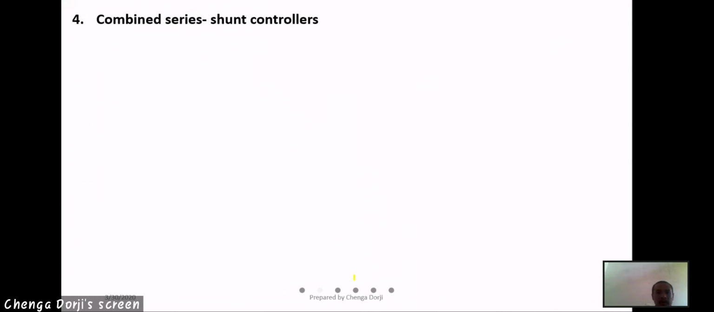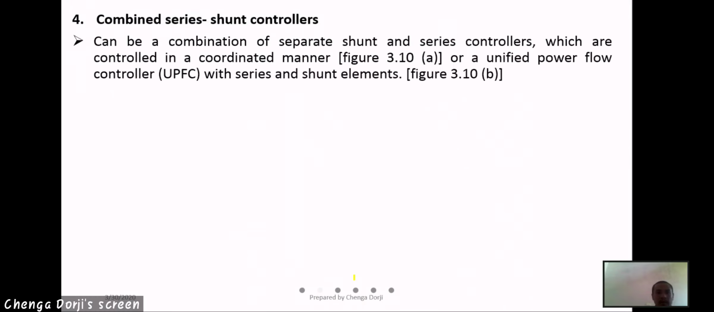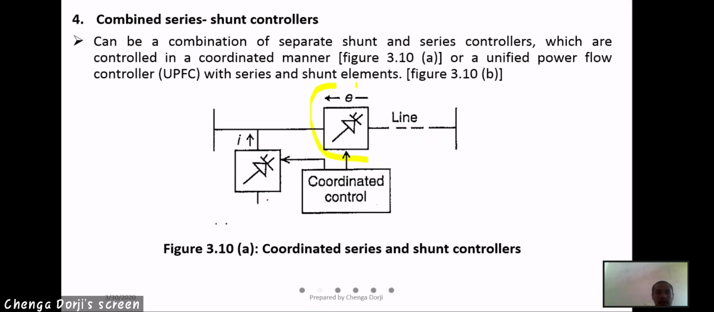Then combined series shunt can be a combination of separate shunt and series, or can be in a coordinated manner. So this is your separate shunt and series. This part is your series one, then it's connected separately to the shunt one. And then in a coordinated manner, coordination is there between these two. Or it can be a unified power flow controller.